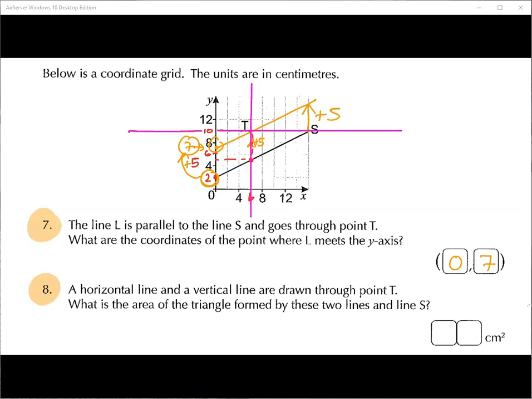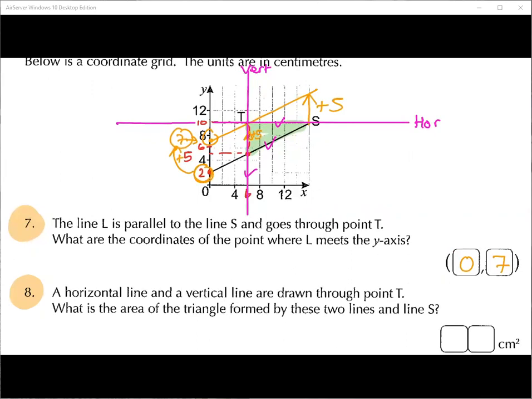Okay, there you go. So that's our horizontal line. That is our vertical line. And they say here, what is a triangle formed by these two lines and line S? So between this line, these two lines and line S. Oh, looks like they're talking about this triangle here. So it's going to have the black line in it and the two pink lines, and that gives you that little triangle. Okay, right. So we need to know the measurements of that shape there.